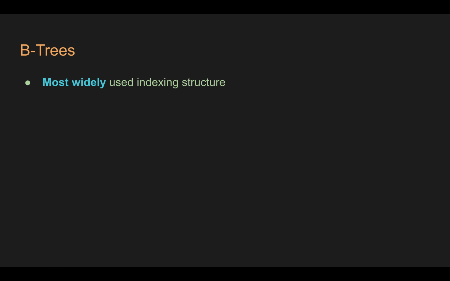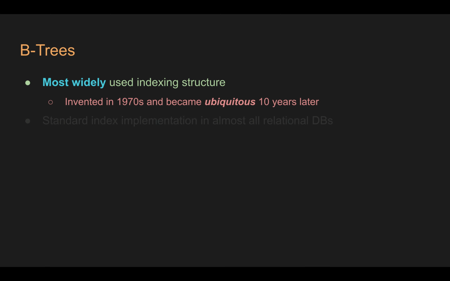Now the log structured indexes that we discussed in the previous video are gaining acceptance, but they are not the most common type of index. The most widely used indexing structure is actually called the B tree. The B tree is the standard index implementation in almost all the relational databases that we have right now.